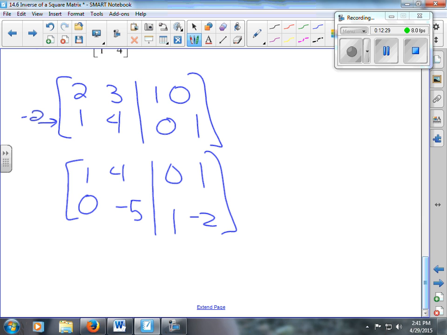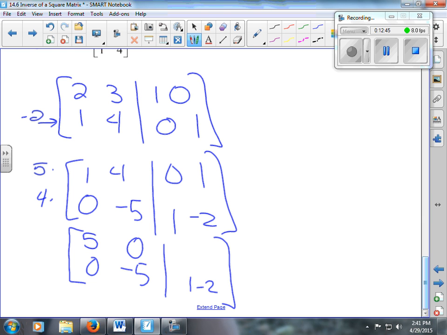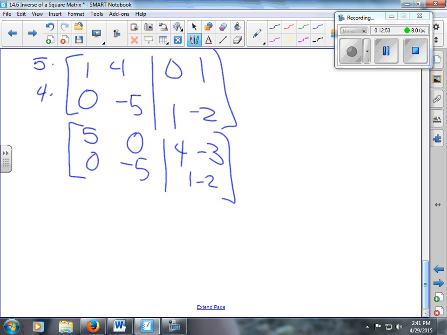Yeah. Okay. And then I'm going to have to do 5 times row 1 plus 4 times row 2, and that's my new row 1. So I'm not changing this bottom row. And so then I get 5 here, 0 here, 4, and 5 and negative 8 is negative 3. Okay, and now it looks like I need to divide by 5 in row 1.